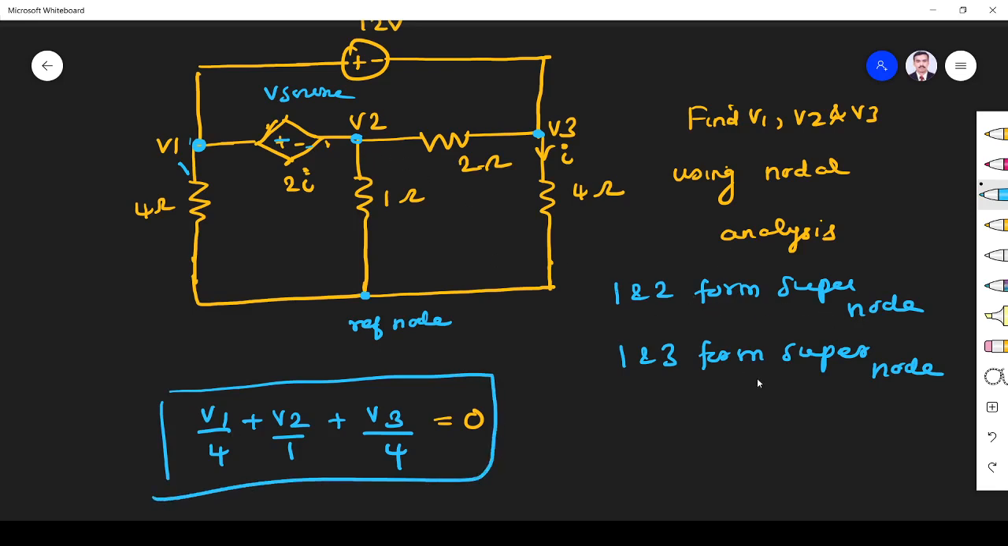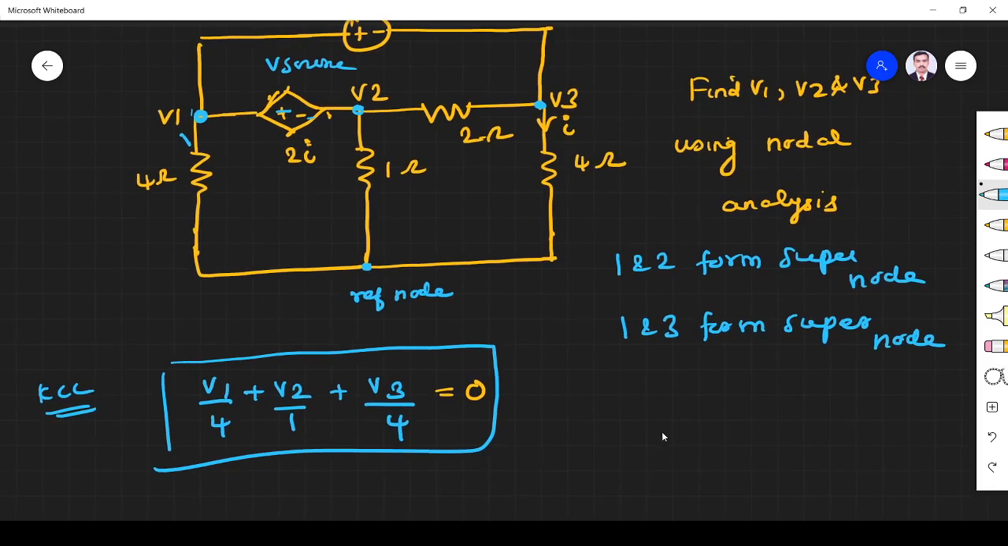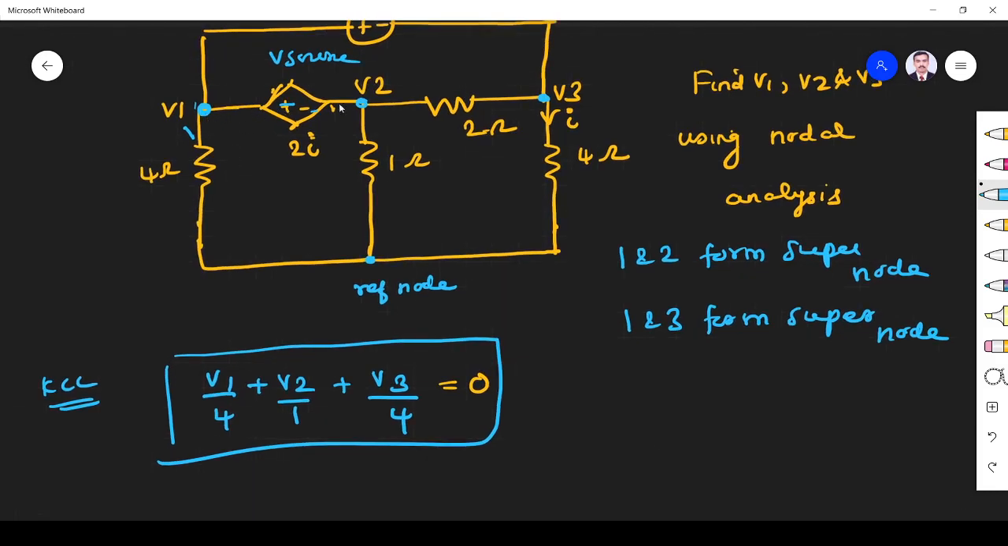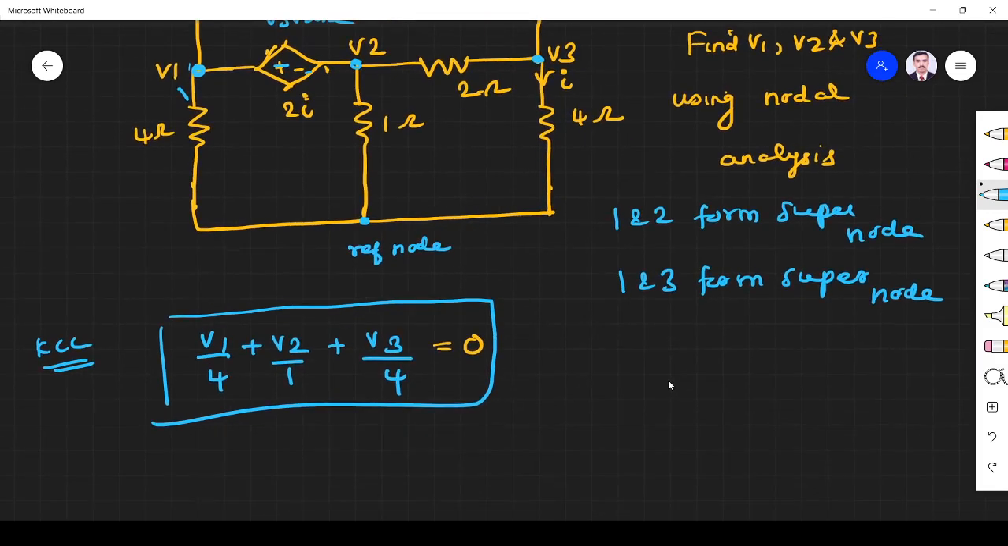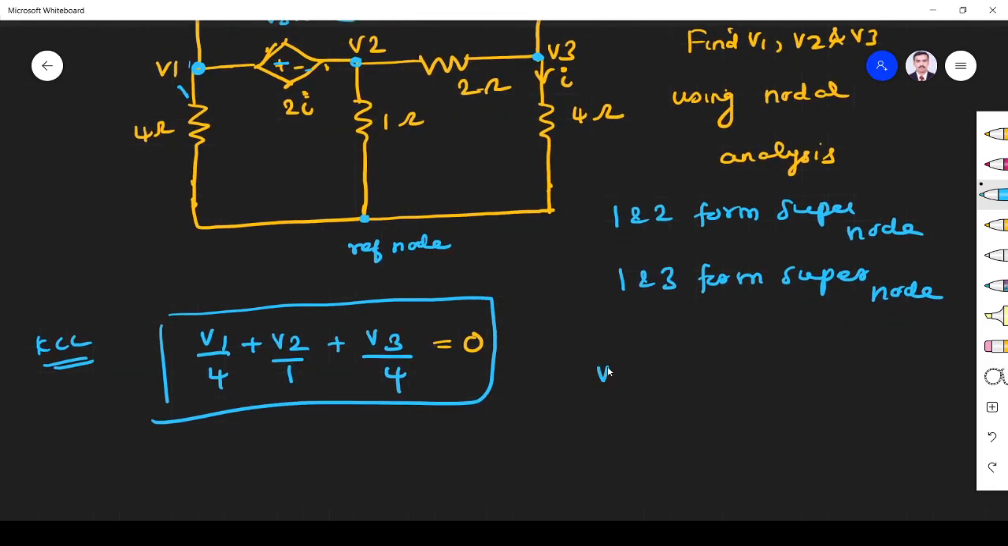1 and 2 form a supernode, 1 and 3 form a supernode. So I apply this KCL first at the node. Then what we have to do? We have to apply KVL at the supernode branch. Let me take 1 and 2 first. This is V1, plus minus. This is 2I, plus minus. Here V2, it is plus minus.